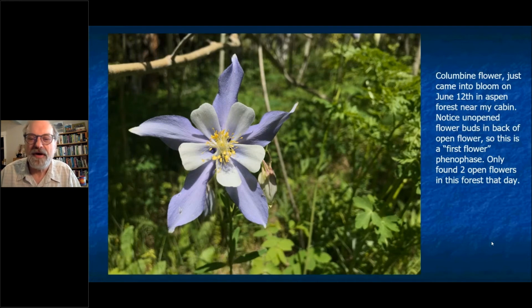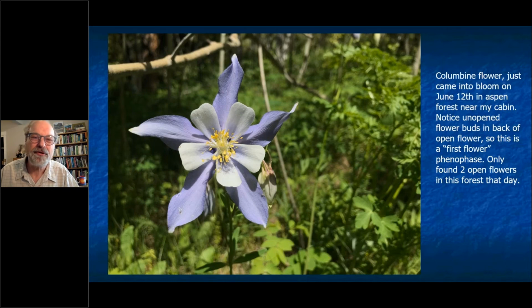Okay, a few weeks ago, almost back in June 12th, when Maggie and I were talking about doing this webinar, I went up to the cabin and was walking around, making a lot of budburst observations, checking out the new revisions of the website. And I walked into this beautiful aspen forest. It's a little riparian area right behind the cabin. And I'd been watching it for a while. And as it turned out, the Colorado blue columbine came into bloom that day, just happened to be.